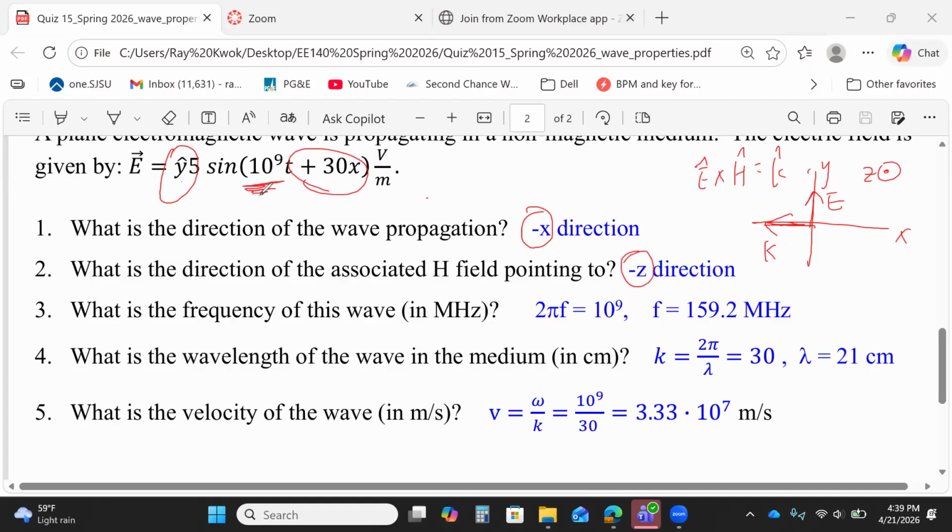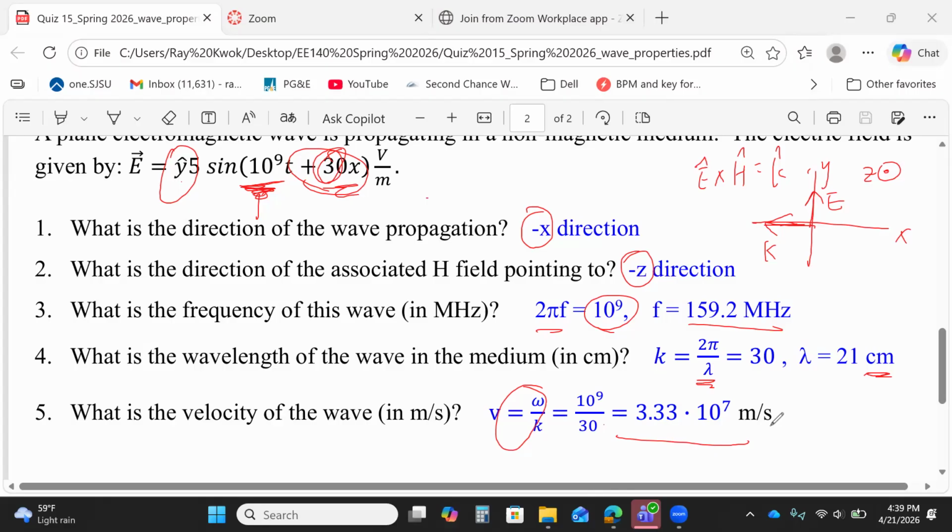Looking at this number, this is omega, which is 2 pi f. So 2 pi f is 10 to the 9, and we did this a number of times already. 159.2 mega will make 10 to the 9. And k, this number is k is 30, k is 2 pi over lambda, so lambda is 2 pi over 30 meter. So it's converted to centimeter, you multiply by 100. Velocity, omega over k. Omega is 10 to the 9, k is 30.